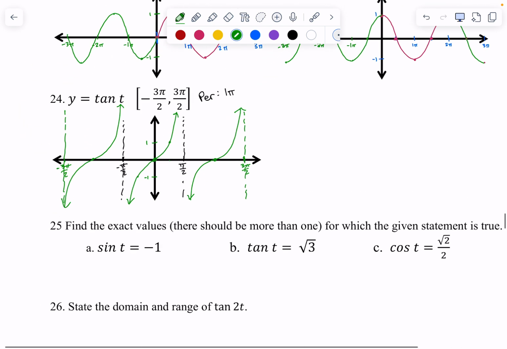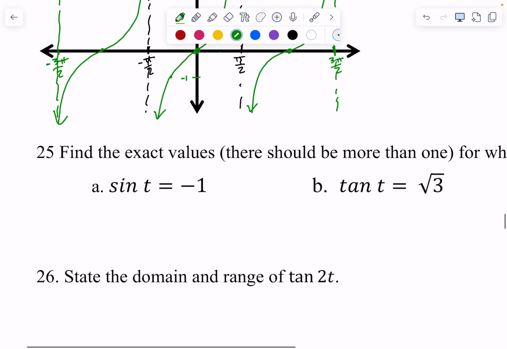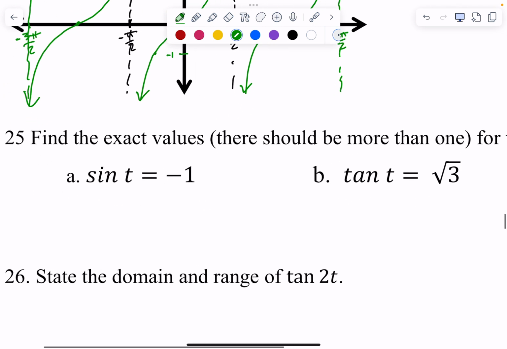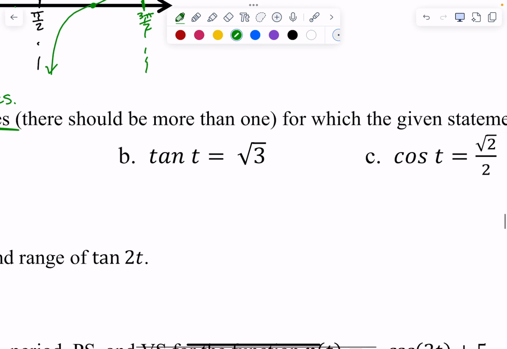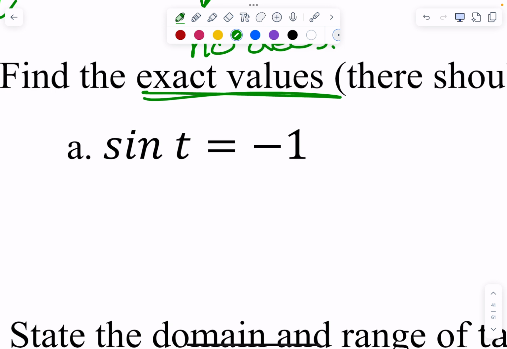Okay. All right. There we go. Good. Tangent. All right, 25 ABC. Find the exact values. Again, that means no decimals. There should be more than one answer for which the given statement is true. So when it says sine of t equals -1, where on your unit circle is sine -1? At 90 degrees, so pi over 2.